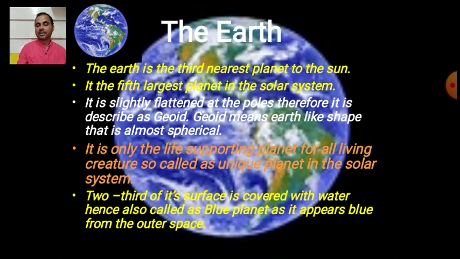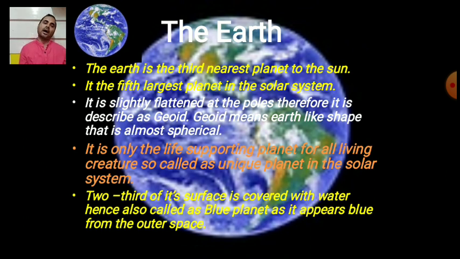Correct? The Earth is slightly flattened at the poles. Therefore, it is described as a geoid. Now, what is a geoid? Geoid means Earth-like shape. The shape of the Earth is called a geoid. So, it is almost spherical. I am not saying it is spherical, but it is almost spherical.